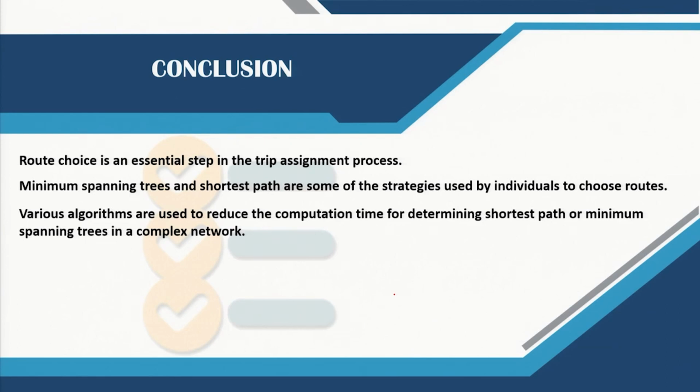And to conclude, route choice is an essential step in the trip assignment process. Minimum spanning tree and shortest path are some of the strategies used by individuals to choose routes. And there are various algorithms that are used to reduce the computation time for determining shortest paths or minimum spanning trees in a complex network. So some of the algorithms we have studied, and you can also study other algorithms as well.